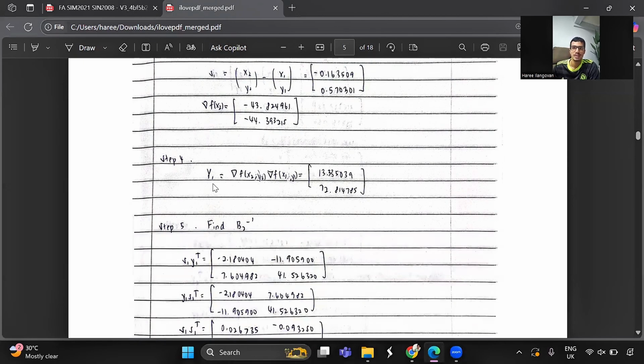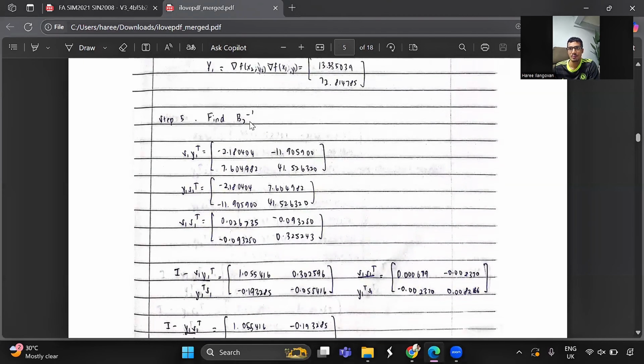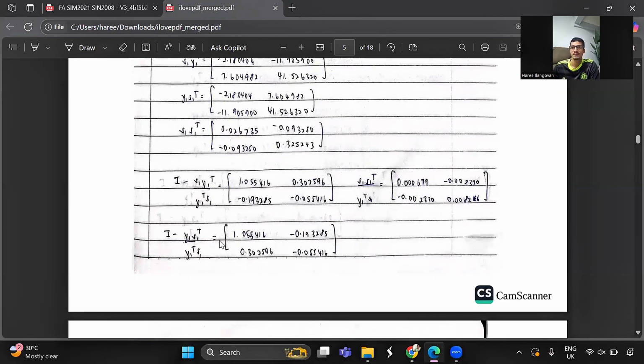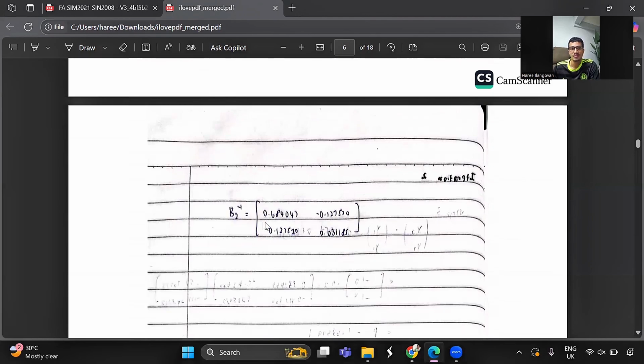And therefore, that allows me to go to step number 4 to calculate the Y1 value, which is the current gradient minus the previous gradient. And therefore, to calculate the B2 inverse, I had to calculate again the complicated S and Y transpose multiplications. And therefore, I got the B2 inverse to be 0.684047, negative 0.127520, negative 0.127520, and 0.031185.